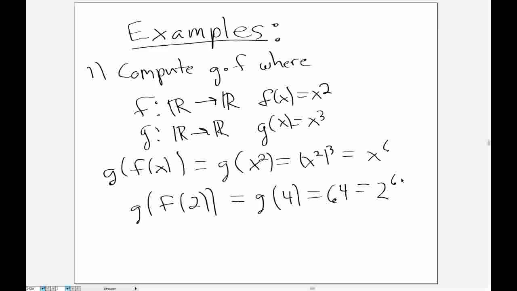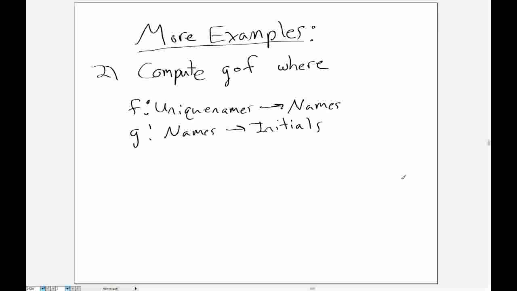So now another example is, let's once again compute g of f, but this time let's have these functions where f is the function that maps all unique names to the person's names, and then g is the function that will map all people's names to their initials. So then the function g of f of x will just be the function that maps all unique names to someone's initials.